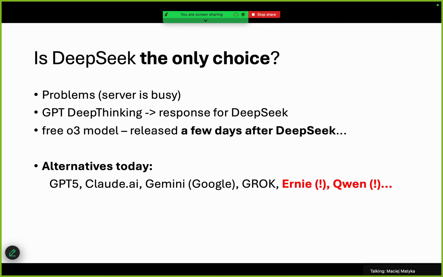Okay, but now, is DeepSeek the only choice? There are some technical problems with DeepSeek, that the server was busy very often. Yeah, if you tried it, you probably have seen that you cannot go with many prompts because it stops working for you. It is better now at the end of the year, but we also have ChatGPT, and not only, many others like Claude, Gemini, Grok.